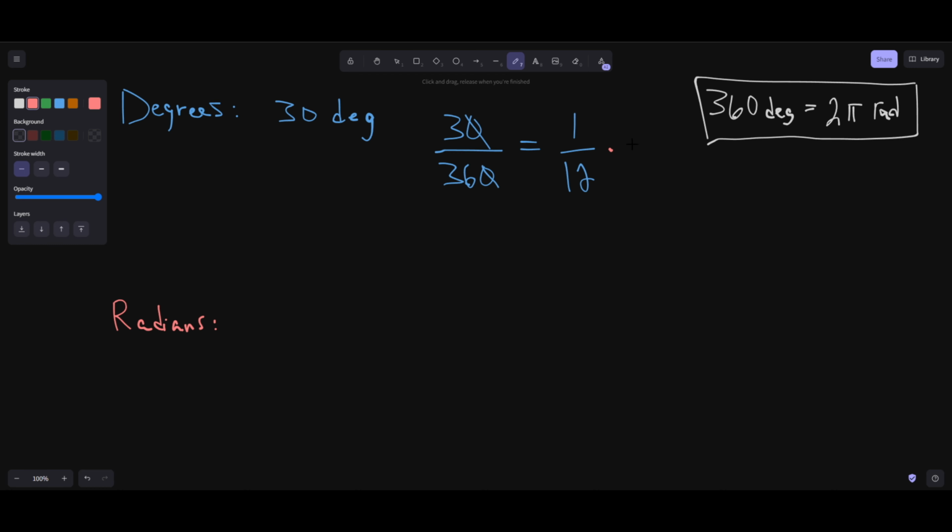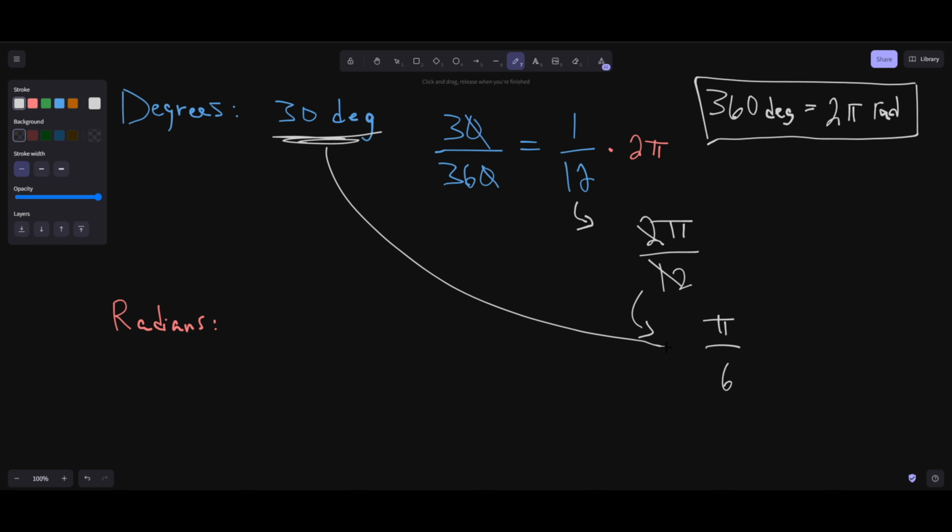So we would multiply 1/12 by 2 pi. And we know that this would reduce to 2 pi over 12. We can put that 2 into the 12, and this becomes pi over 6. There we go. So we know that 30 degrees is equal to pi over 6 radians.